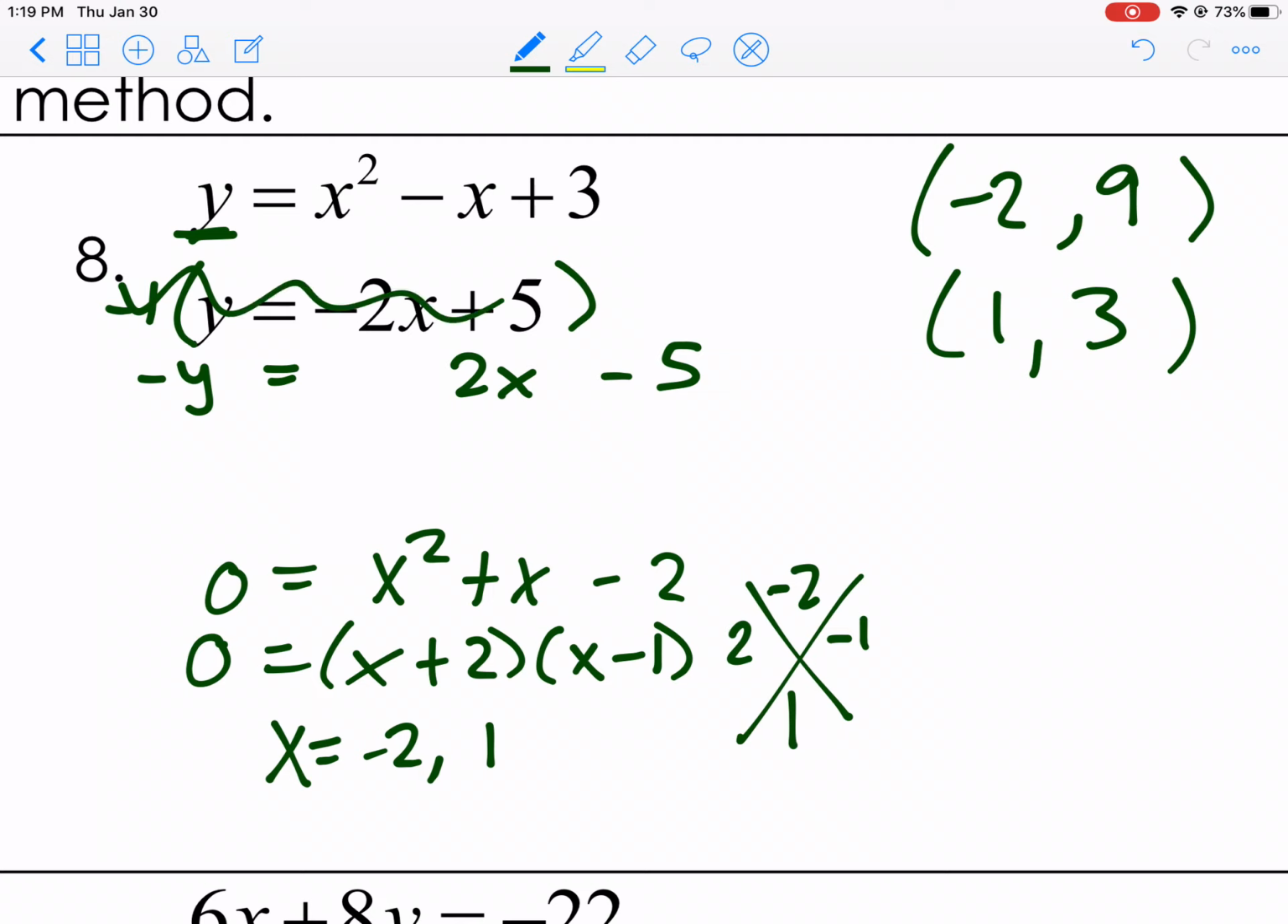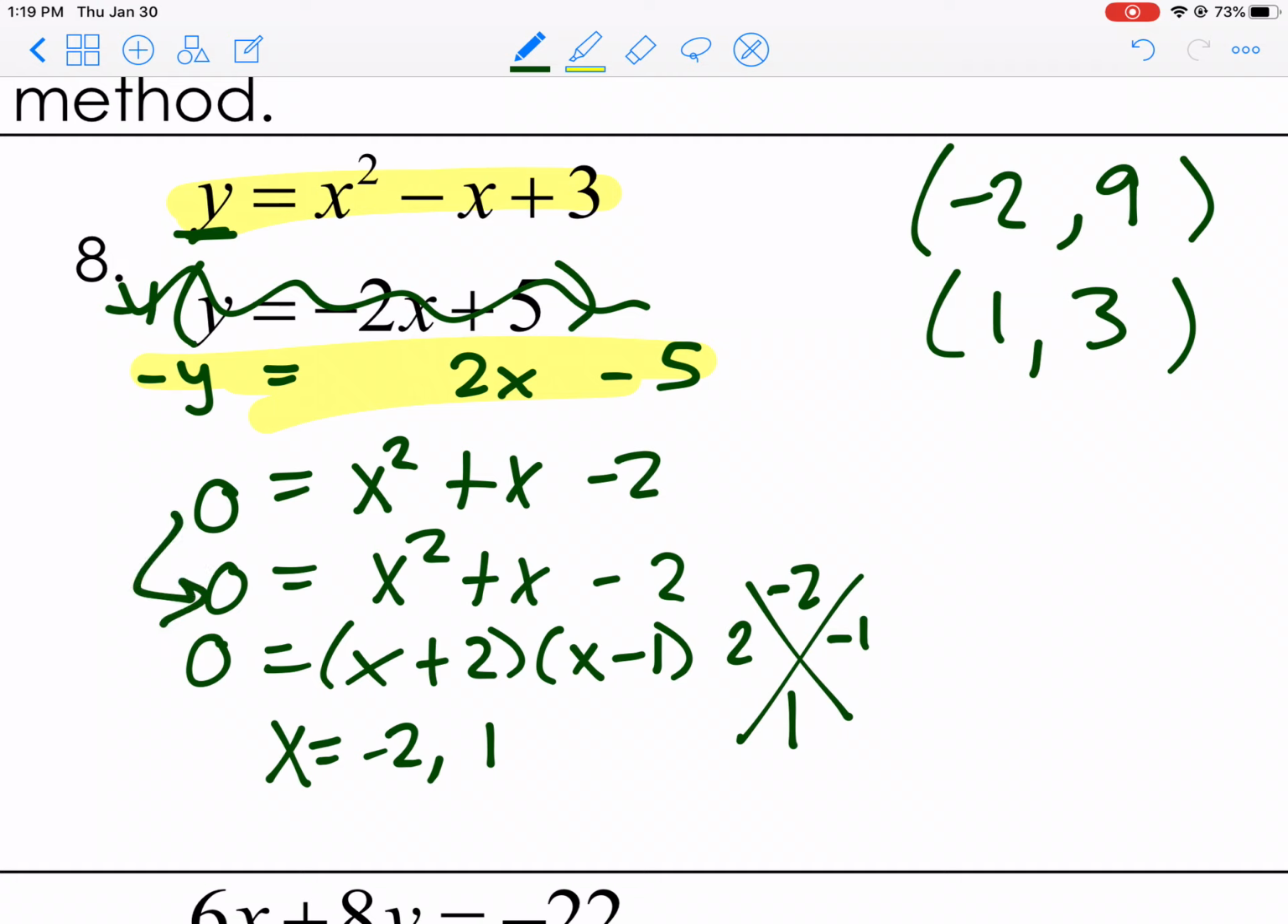Now I'm going to sort of ignore this and I'm going to add this and this equation. And we will get 0 equals x squared plus x minus 2, which is the exact same thing we got right there. So then we would factor, plug stuff in, and get the same answer.